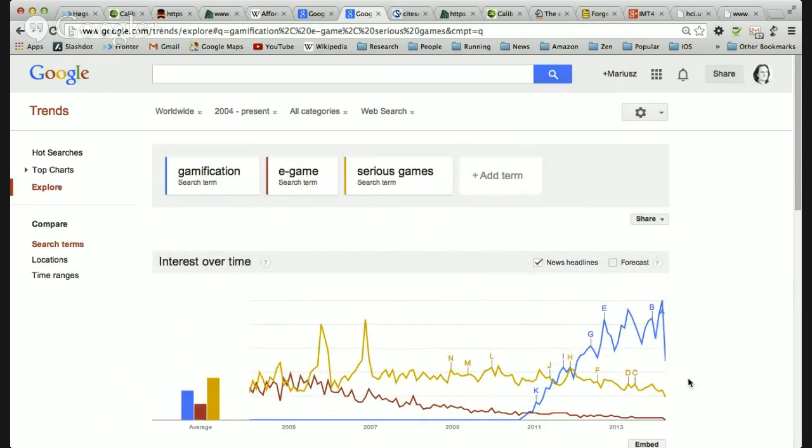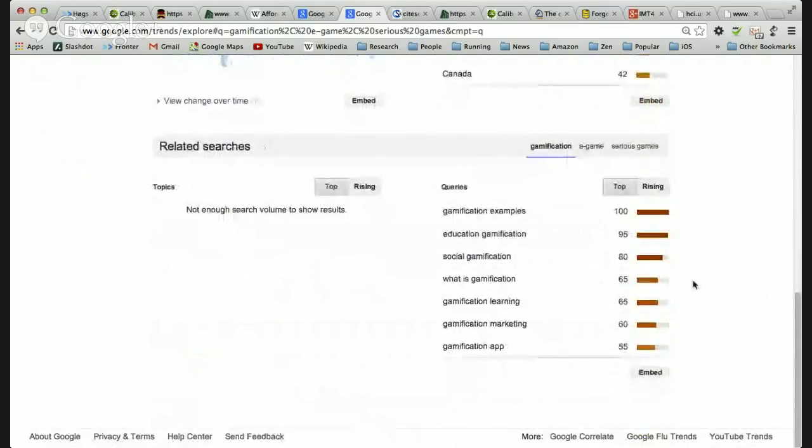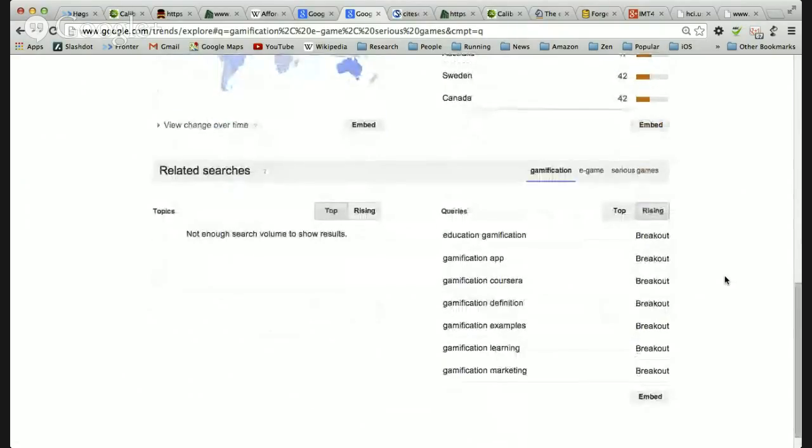So yeah, it doesn't prove anything. It just says it's kind of difficult to judge what's currently happening based on popularity contests. You can't really tell. They do have extra things which you can do, like down here. For example, you have certain queries people do, and so gamification examples. It's the most queried query, right? In terms of gamification. And you can check whether anything is growing or not. So in this particular scenario, nothing is actually growing.